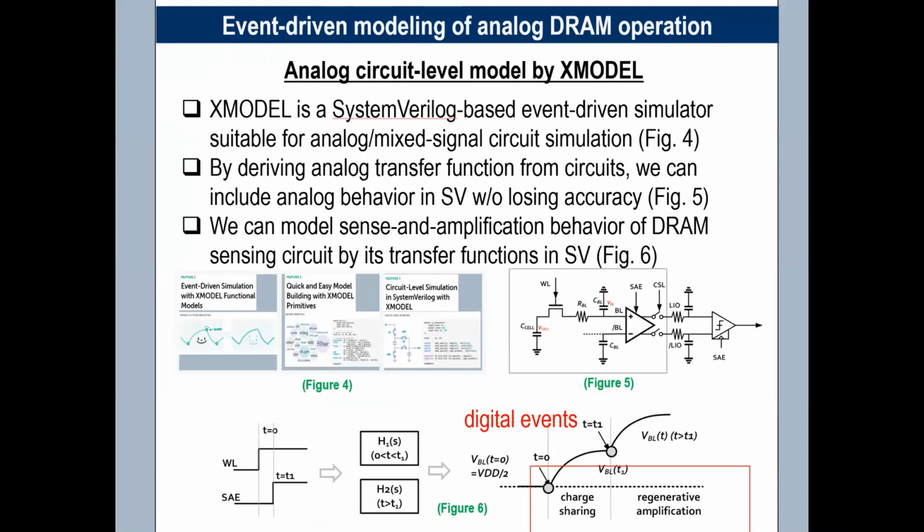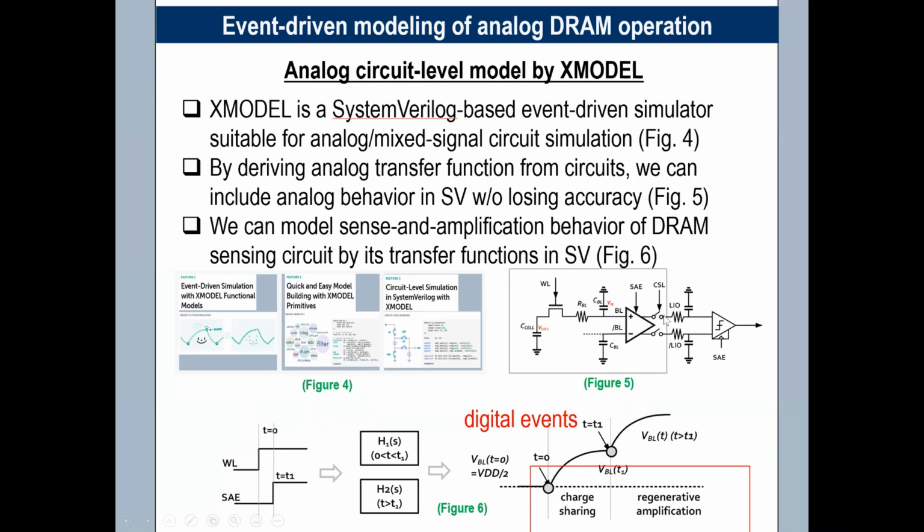To simulate analog circuit behavior in SystemVerilog, we use XModeler, which is a product of Science Analog Corporation. It is a fast and efficient event-driven simulator. It can simulate analog circuits in SystemVerilog using circuit primitives representing analog transfer functions. The circuit we need to model is shown in figure 5. DRAM read path circuits consist of a cell transistor and capacitor, and the core circuits such as a sense amplifier and column selection transistors.